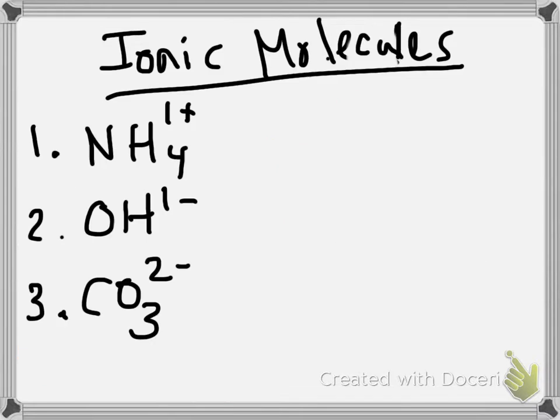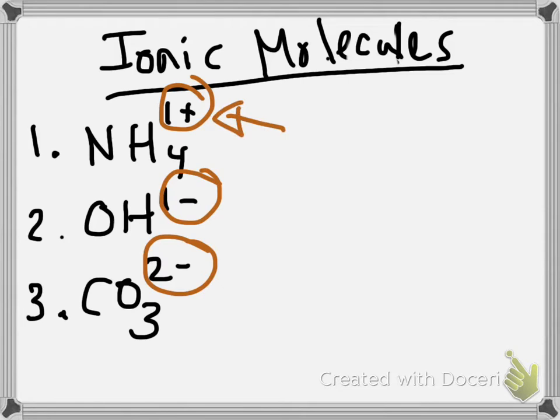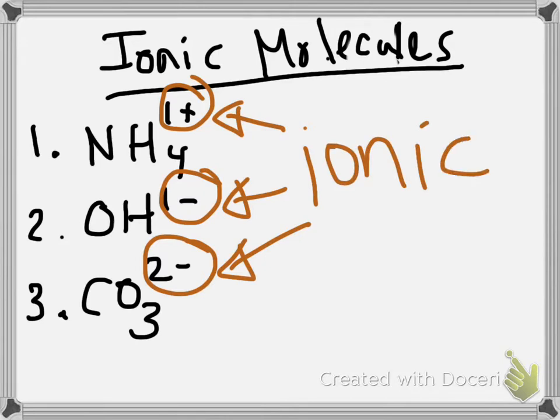These are all examples of ionic molecules, and I just want you to notice they all have charges. We don't even need to draw out the structures because we see these charges right here. That means that they are ions, so they are ionic. Please fill in the ionic column of your classwork.